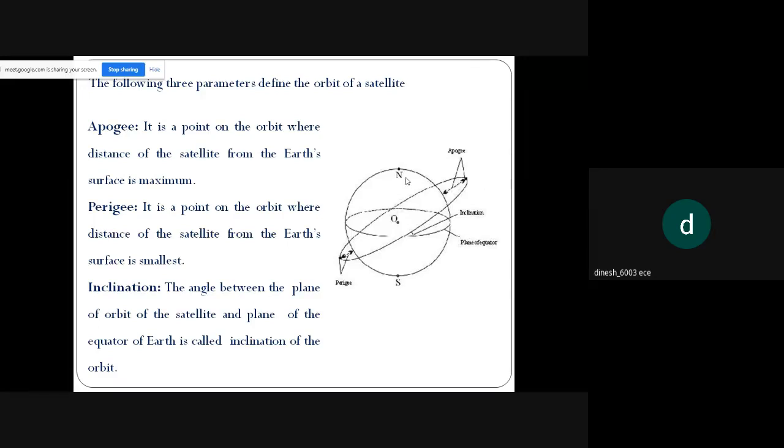Then inclination, the angle between the plane of orbit and the plane of equator. You can see plane of equator is the equatorial plane which is present along the equator of the Earth's surface. So that and the placement of a satellite, in which orbit we place, that will create an angle in between them. So that angle we call as inclination angle. The angle between the plane of orbit of the satellite and plane of equator of the Earth is called as inclination of orbit.